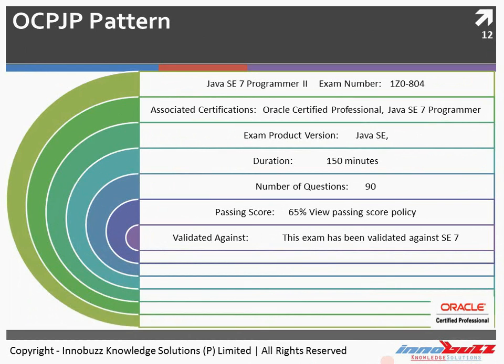And this is the job pattern, that is OCP-JP pattern, where you have exam number as 804, associated certification, it is Oracle Certified Professional. You have exam product version, that is Java Standard Edition. Duration is 150 minutes. Number of questions will be 90 and passing score is 65%. It is validated against the software edition 7, which is current.